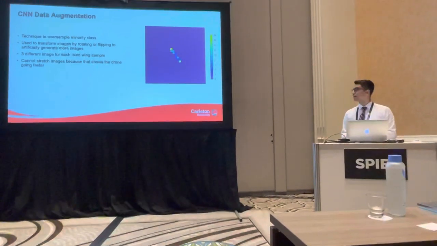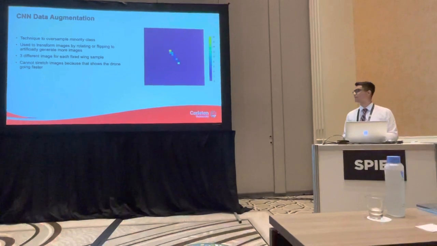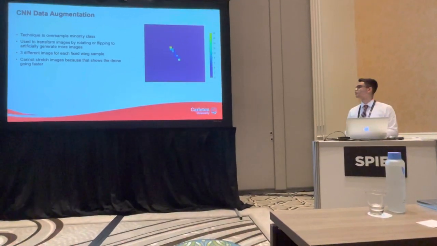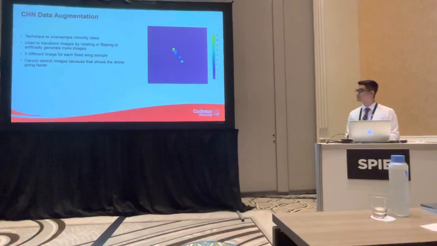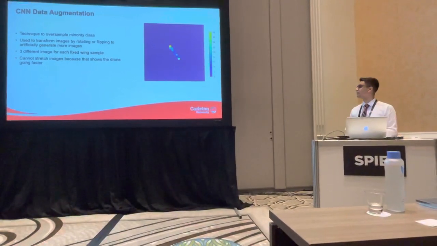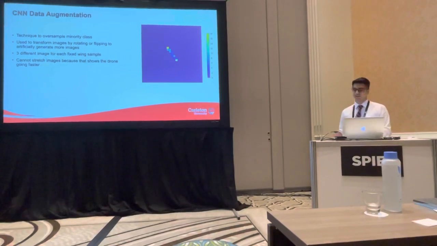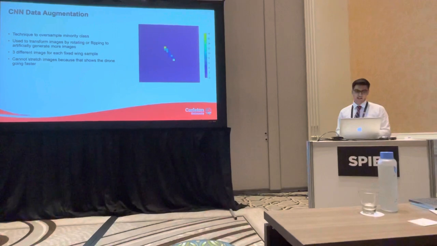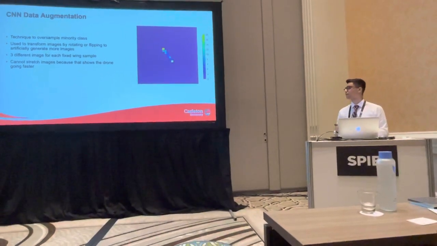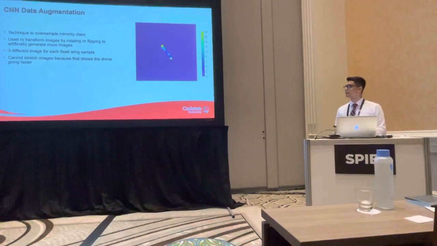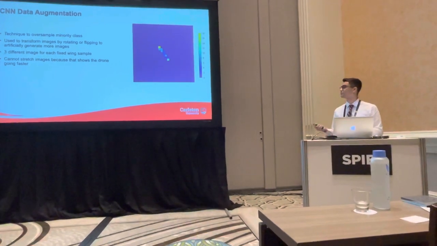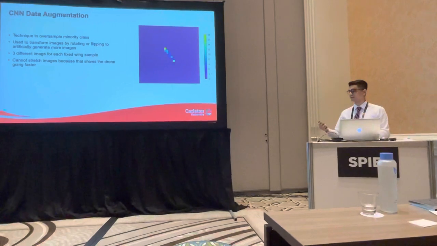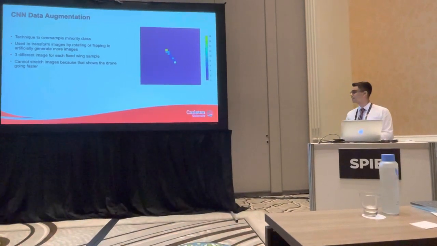Again, CNN data augmentation is basically just adding more images to the data set. This was for our neural network model. We used rotating and flipping for this. Basically we added three different synthetic images for each fixed wing sample to create a more even playing field. One technique that's more popular for data augmentation is stretching. But if we stretched or shrunk the actual image, then this would imply that, okay, this one's going faster than it should have, or this one's going slower. So this was not used in this study, at least.